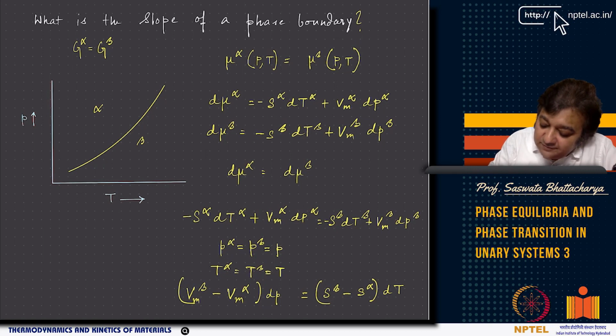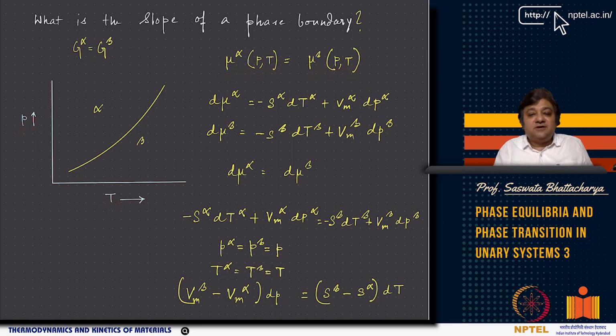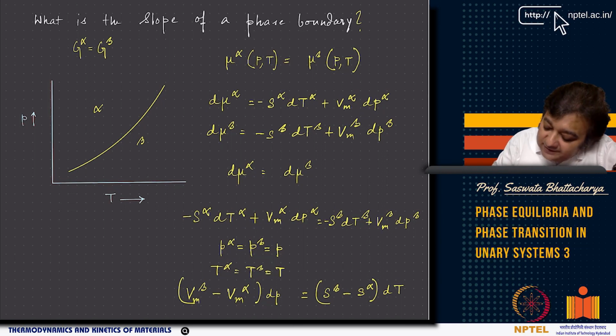So, if you look at two phases, alpha and beta, which are coexisting, and this is your phase boundary, then along the phase boundary, mu alpha equals mu beta. And mu alpha and mu beta are functions of pressure and temperature, right? Mole number, because it's a single component, does not matter. So g alpha equals g beta, and mu is basically molar free energy. So gm alpha equals gm beta, or mu alpha equals mu beta.